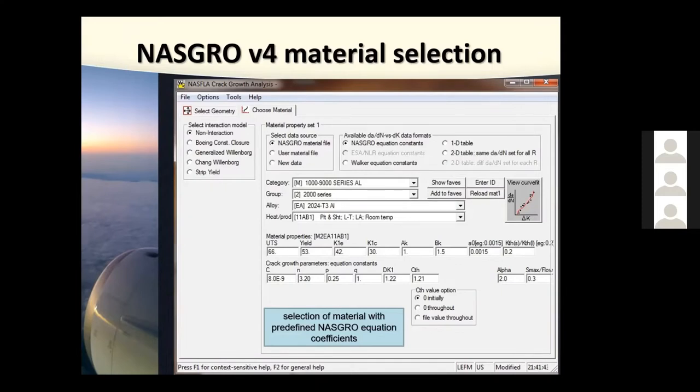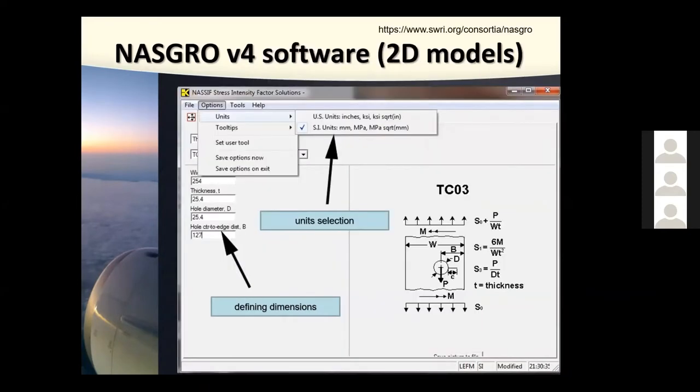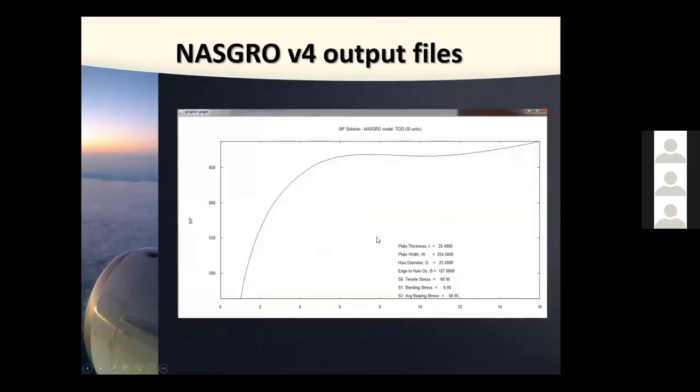From this database, you can see I selected, let's say, aluminum 2000 series, 2024 T3. This is a typical aluminum alloy used in aircraft design. And then we saw on one of the previous slides these coefficients of the NASGRO equation. All these coefficients are available here, so you simply select the material from a database. And then, of course, you define the load. On the previous slide you can see that you can apply either moment or normal stress.